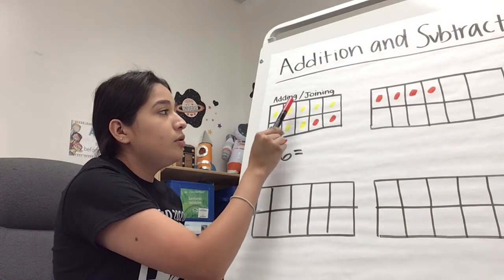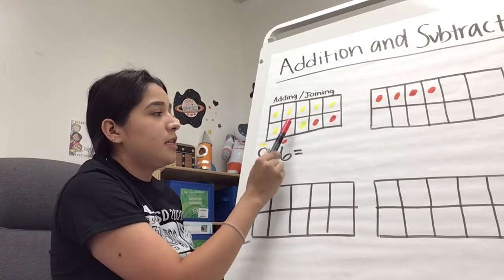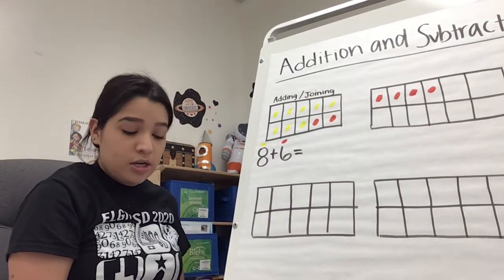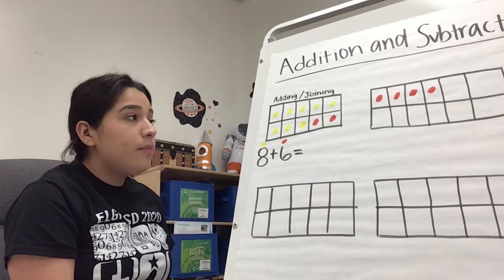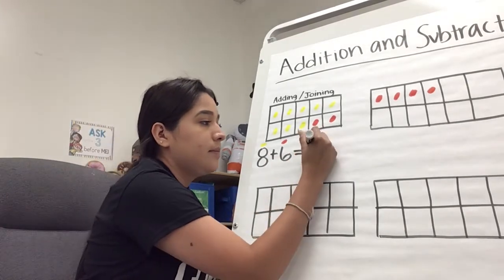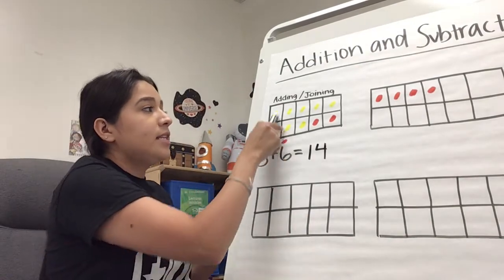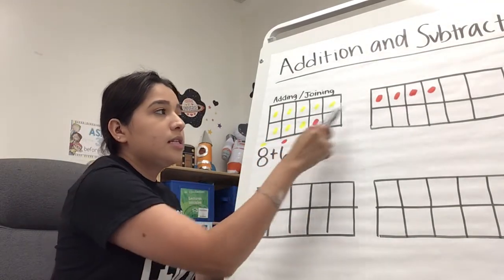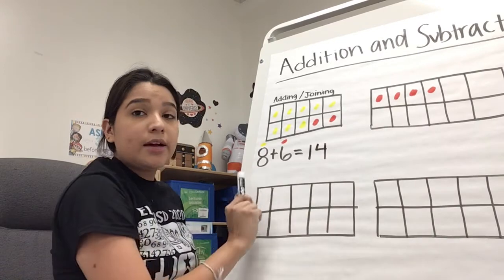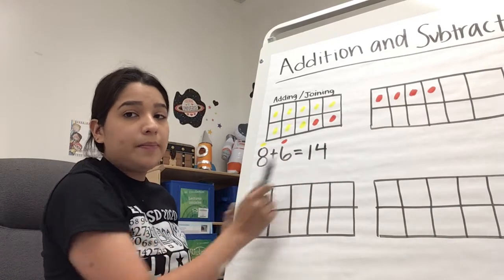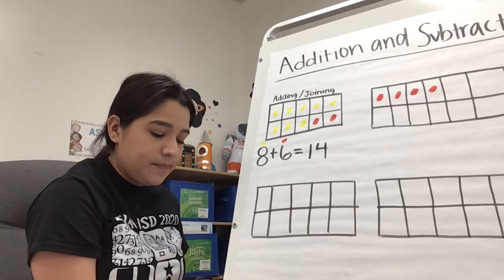So 1, 2, 3, 4, 5, 6, 7, 8, 9, 10, 11, 12, 13, 14. So our sum is 14. So we have 8 yellow counters plus 6 red counters equals 14. That's the sum. Great job, y'all.